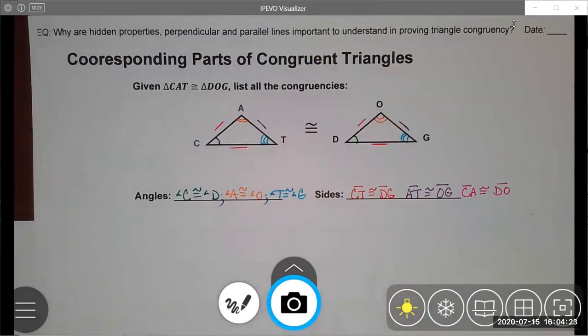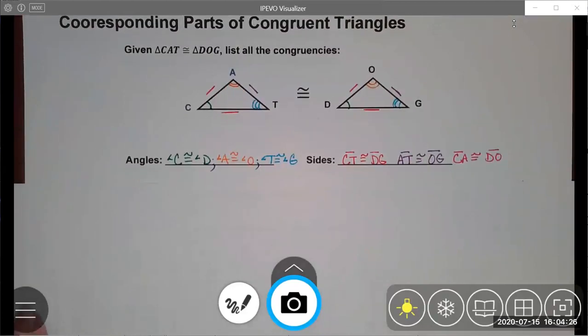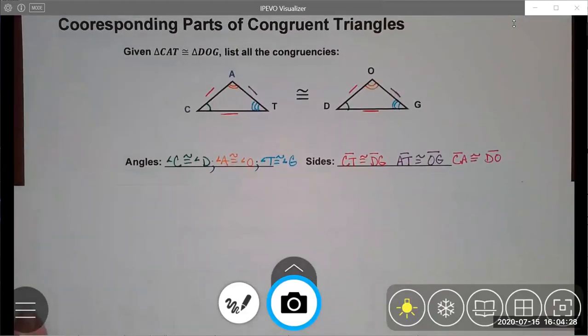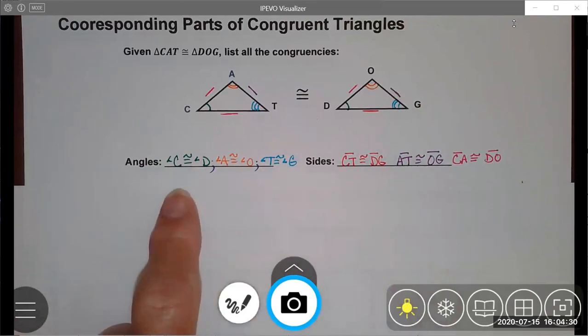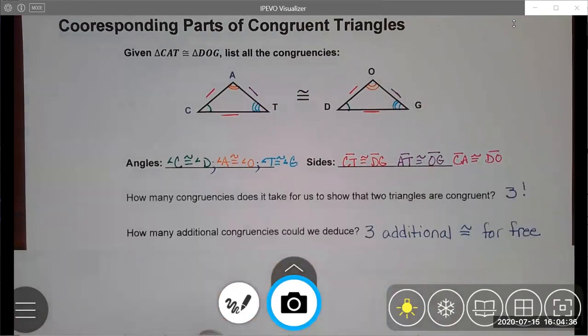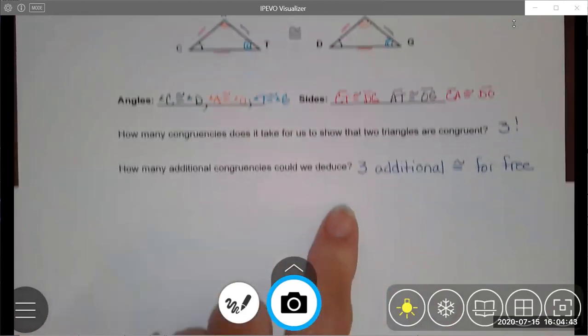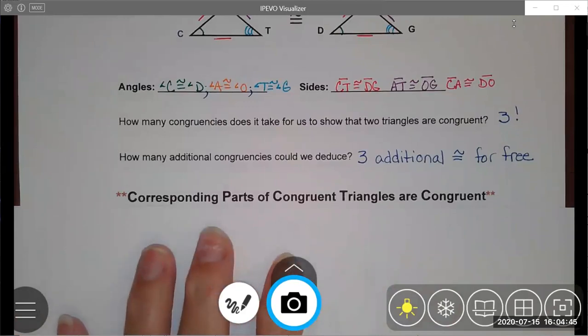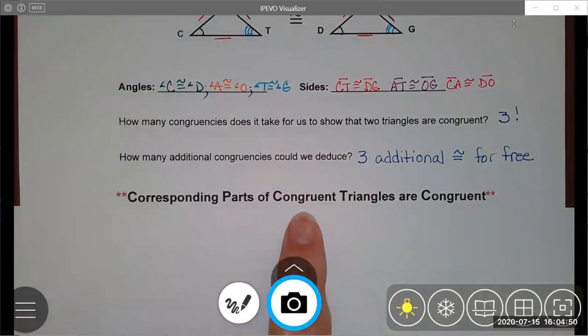Okay, so based on that, we know that I have to have three congruencies to prove two triangles congruent, but I notice there's 6 things here. So if I only have to have 3 to prove the triangles congruent, then once my triangles are congruent, I can get 3 more congruencies almost for free. We're going to use that as we talk about something called corresponding parts of congruent triangles are congruent. And this is just the definition of triangle congruency, formalized a little bit.